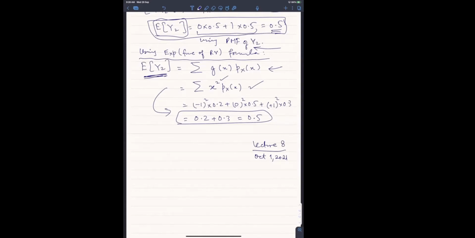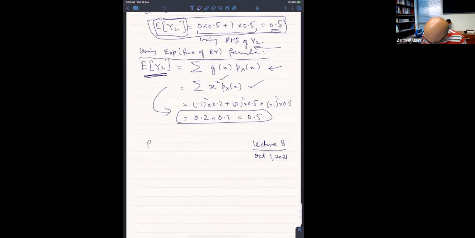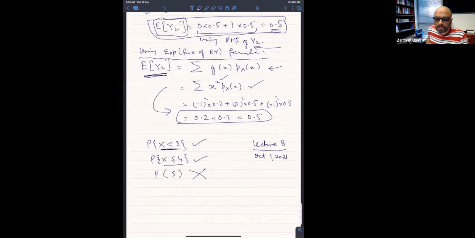Sir, what about in the discrete case? Even in the discrete case, I can only have the probability of an event. I cannot have the probability of the number 5. What is the probability of 5? It does not make sense. This is a senseless thing to ask. So probability x is less than 3 is an event, it makes sense. Probability x is less than or equal to 4 is an event, it makes sense. Probability of 5 does not make any sense. 5 is not an event. It is just a number.